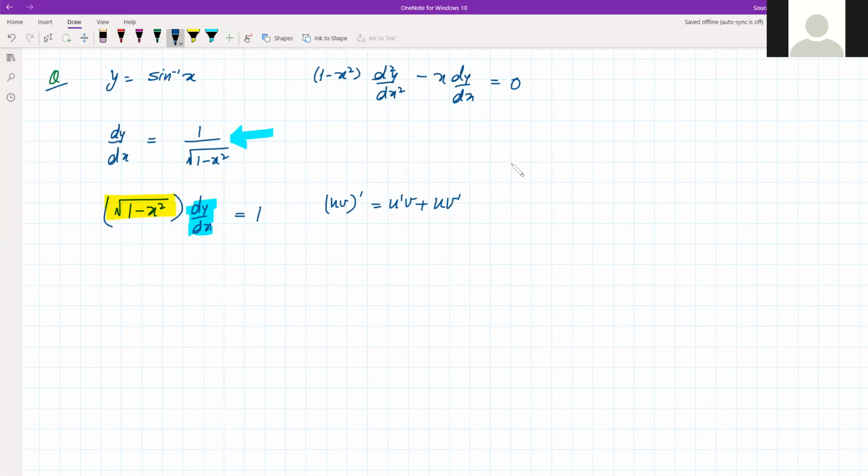So first one is differentiation of the first function, that is d by dx of root of 1 minus x square into dy by dx plus root of 1 minus x square as it is, and into differentiation of second function, that is d square y by dx square. Now this, and on the right hand side there is 1, so differentiation of 1 will be 0.